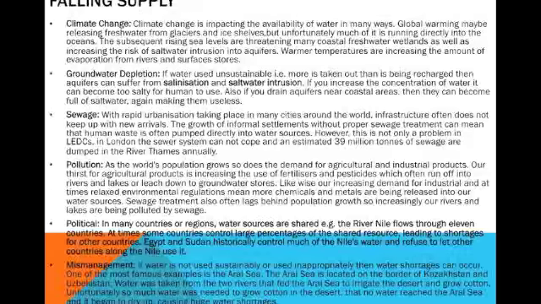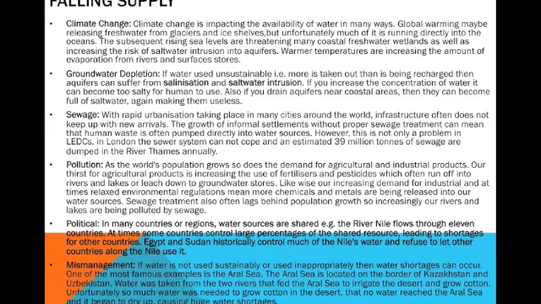So, what are some reasons for the supply of water falling? Well, firstly, climate change. Climate change is impacting the availability of water in many, many ways. Global warming may be releasing fresh water from glaciers and ice shelves, but unfortunately, much of it is running directly into the oceans. The subsequent rising sea levels are threatening many coastal freshwater wetlands, as well as increasing the risk of saltwater intrusion into aquifers. Warmer temperatures are increasing the amount of evaporation from rivers and surface stores as well.